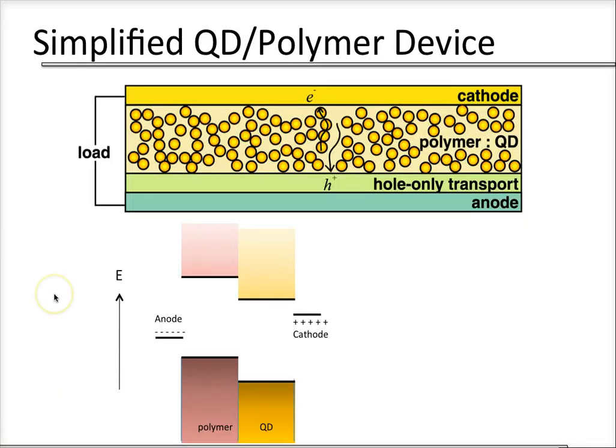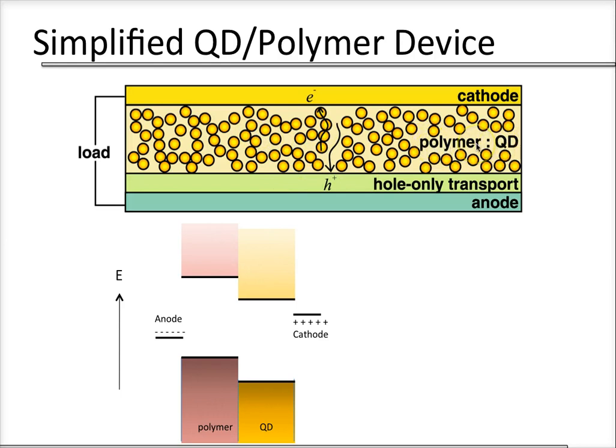So here we have a simplified quantum dot polymer device, just one of multiple different architectures that you could have. Here we have the cathode at the top, which is where electrons would be attracted to because the cathode is positive. The anode is negative, so that's going to have an attraction for the holes. We usually have a layer here that's hole only transport so that we block any electrons that could possibly get through. And in the middle we have a layer here where it's a composite polymer and quantum dots.